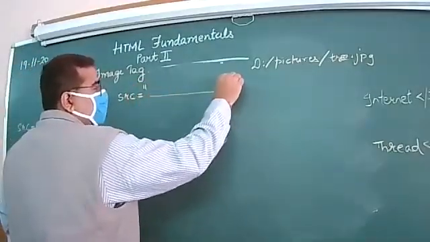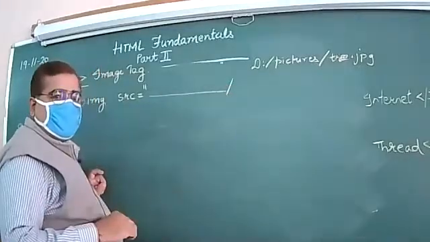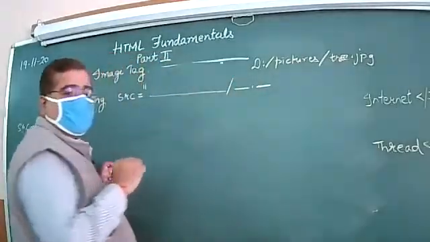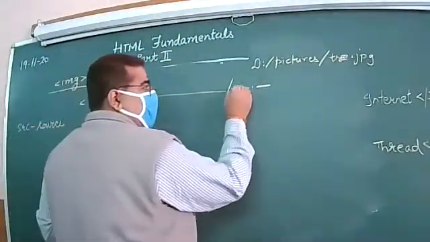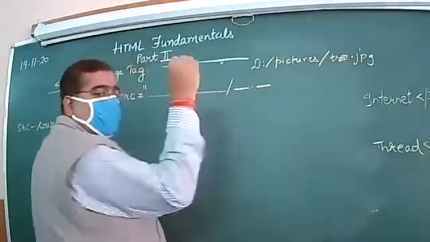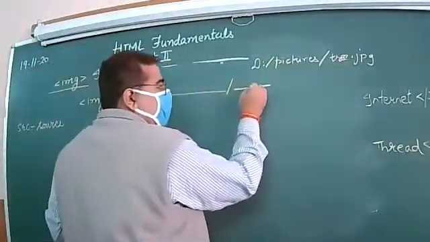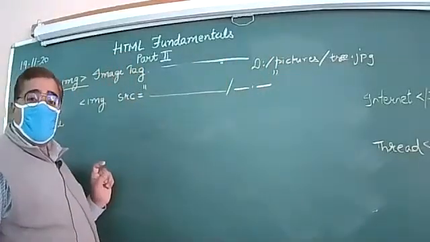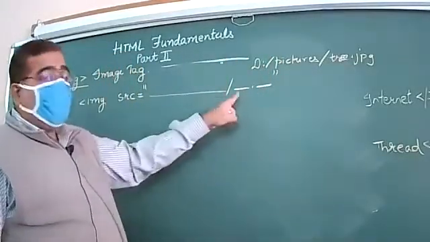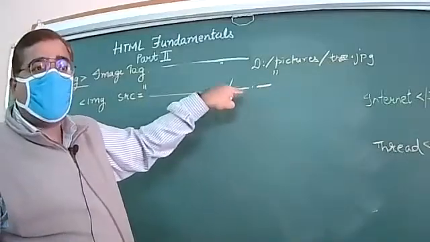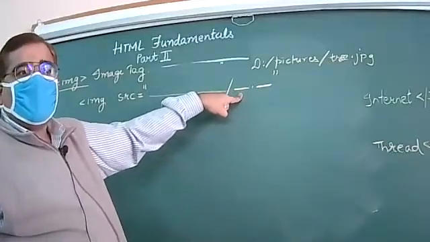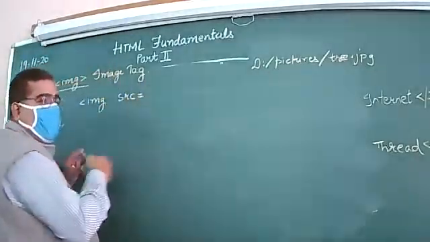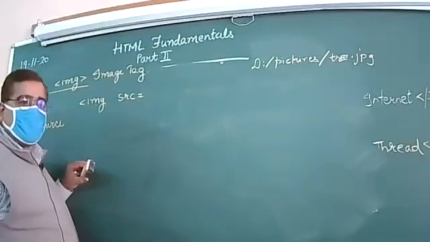Paste it over here. Then put one slash and write the name of the image along with the extension. Write the name of the image, whatever name you have given to the image, dot, along with the extension, and then close these double quotes. When you copy paste the location, the name of image will not come here. That you have to write yourself. Clear? So SRC attribute is used to specify the URL or the path of the image.